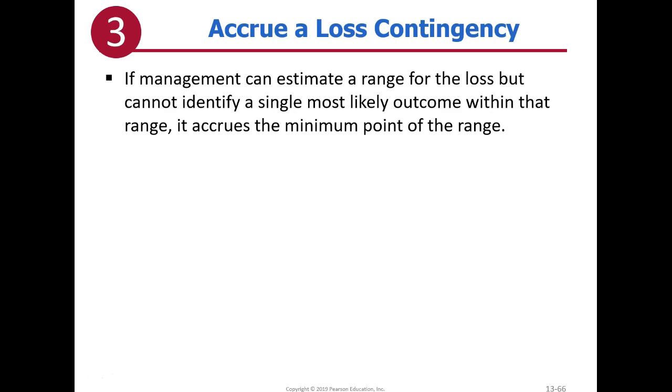So in summary, we don't do a whole lot for contingent assets. We sometimes recognize them in the footnotes. When it comes to contingent losses, we do a journal entry when it's probable and estimable. In the other cases, we just do footnote disclosures, and when it's remote, we don't do anything at all.